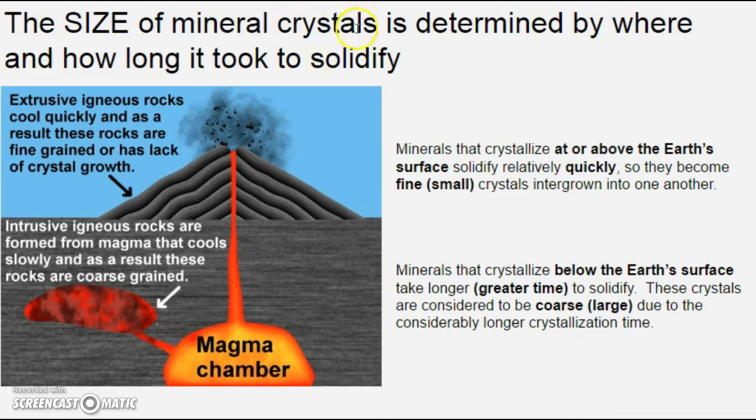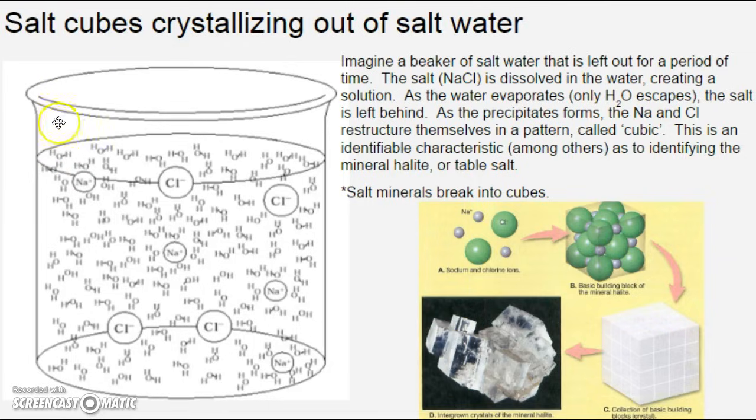So the size of a mineral crystal is determined by where and how long it took to solidify. Minerals that crystallize at or above the Earth's surface solidify relatively quickly, so they become fine or small crystals intergrown into one another. But minerals that form at depth or below the Earth's surface take longer. There's a greater time to solidify or crystallize. These crystals are considered coarse or large due to considerably longer crystallization time. So let's go back and look at the salt water here.